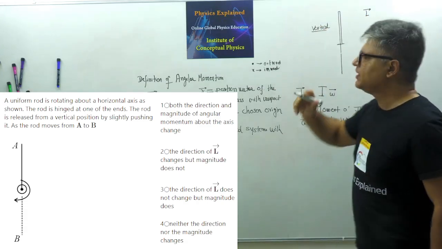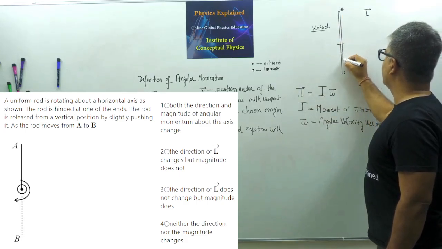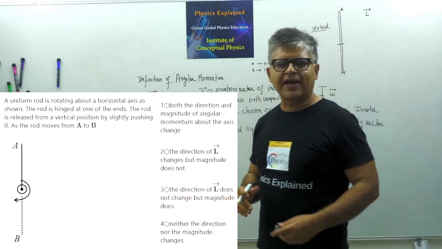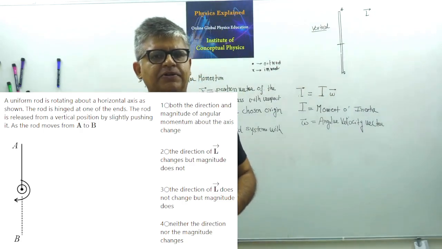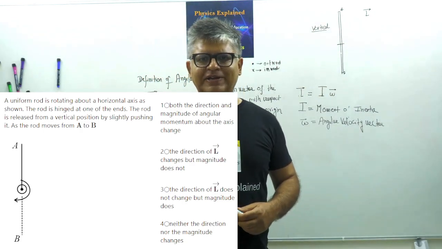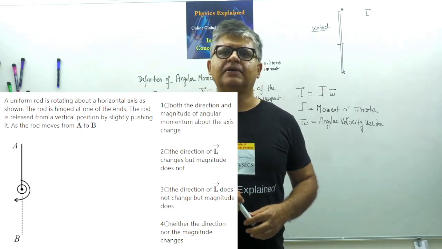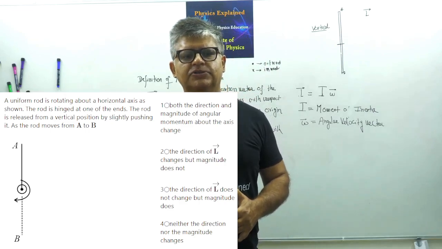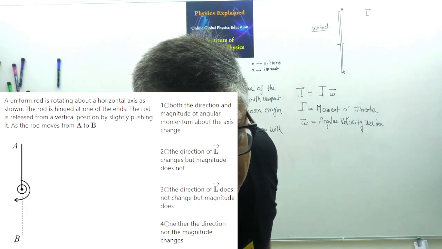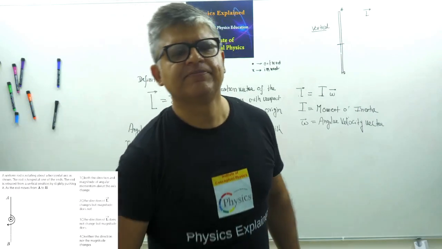If you notice, the rod's A position reaches the point B, and so we have to decide what happens to the angular momentum direction and the magnitude. I hope you've read the question. We will decide the angular momentum direction and the magnitude. I will reduce the size of the question and let's see what happens, and we will discuss.